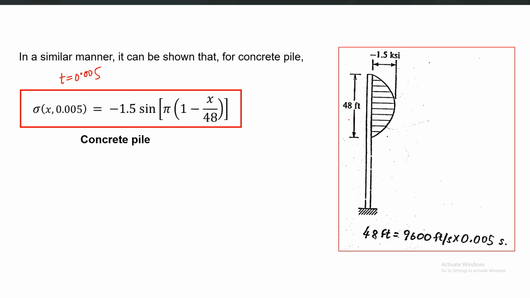Similarly, the C value for concrete was also smaller, which means the speed of travel of that wave will also be lower for concrete and higher for steel. So you can work out that example with real numbers and you will understand more. So this is the equation for sigma of x comma t equal to 0.005. If you plot it for 0.006, you will retain the same shape, everything the same, but it will just be moved slightly towards the downward side, which is the direction of propagation of the wave.